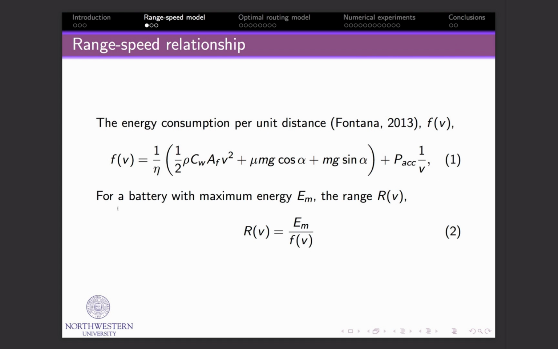There are basically two items in this equation. The first item has to do with the traction power used to move the vehicle, and we're assuming zero acceleration here. The second term is related to the power draw of accessories. With this equation, we can get the range of a vehicle. For a battery with maximum energy EM, the range is the maximum energy divided by the energy consumption per unit distance.